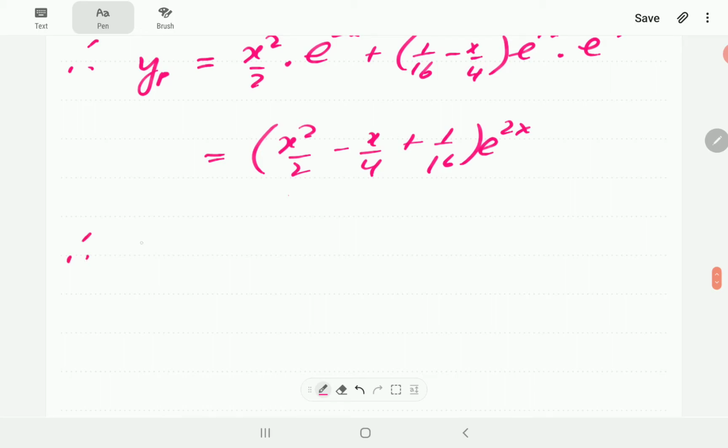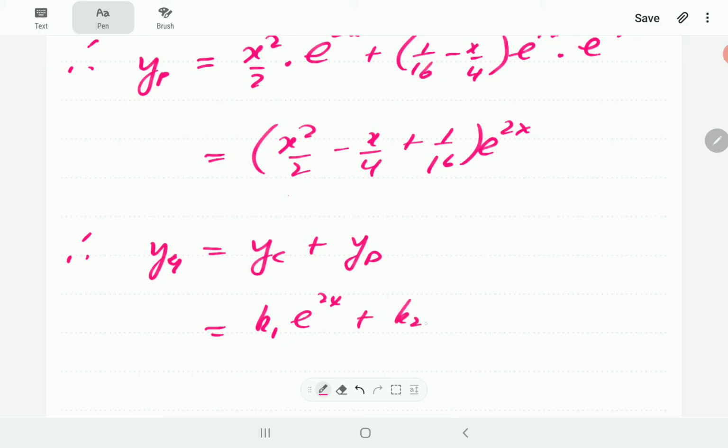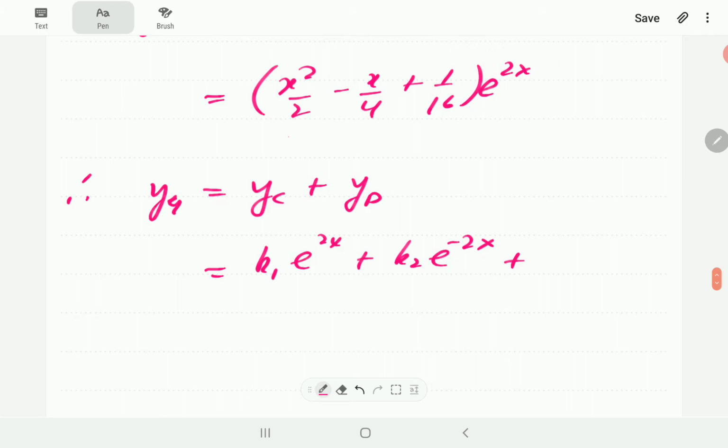Then the general solution yg is going to be yc plus yp. So yc is k1 e to the 2x plus k2 e to the minus 2x. Then we're going to have x squared over 2 minus x over 4 plus 1 over 16 times e to the 2x.